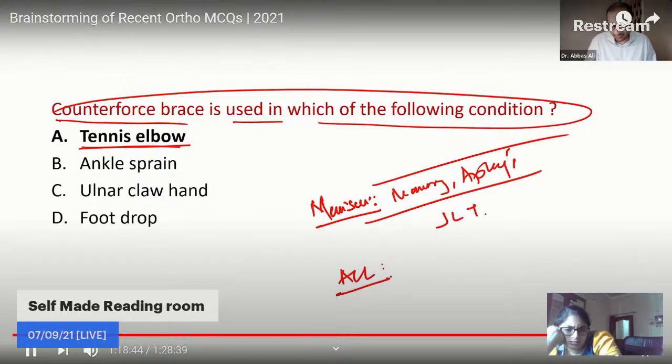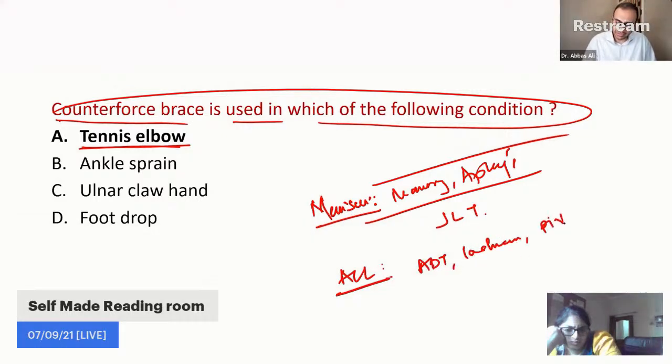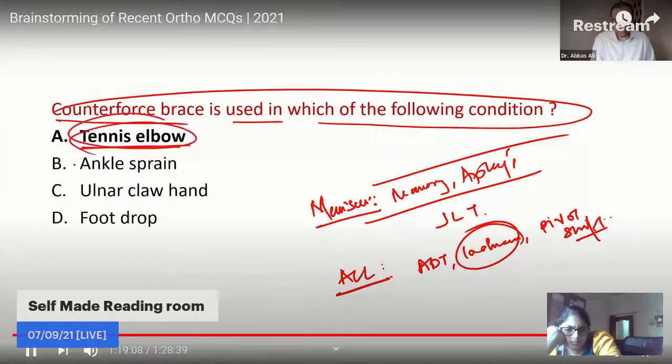The best test. What about tests for ACL? Anterior drawer test, Lachman test, and pivot shift test. Which is the best test for ACL? Lachman test. Lachman test is the most sensitive test for ACL. Okay, everybody got this. So coming back to tennis elbow.